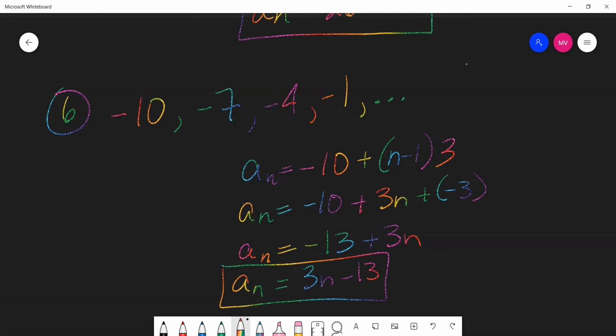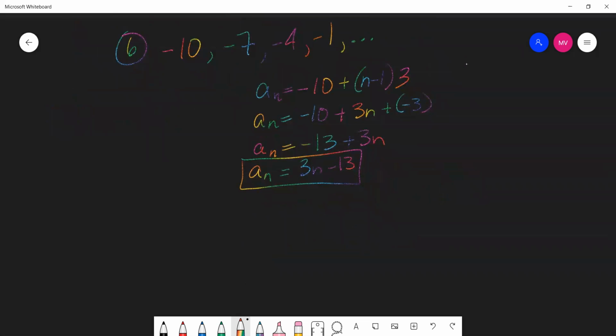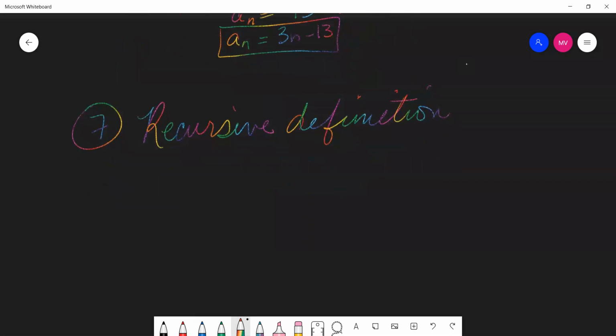So let's write the recursive definition for the following sequences. Now, with recursive, why do we call it a recursive definition instead of a recursive formula? Well, a recursive definition includes a formula, but it must also have what? We have to define the first number in our sequence when we write a recursive formula.